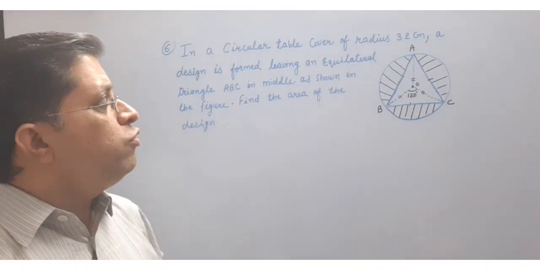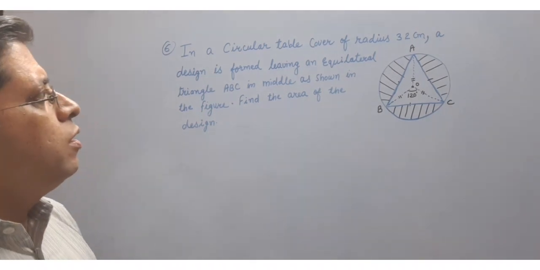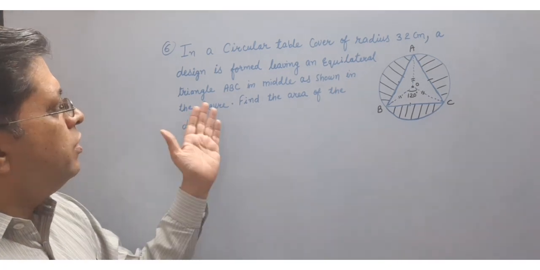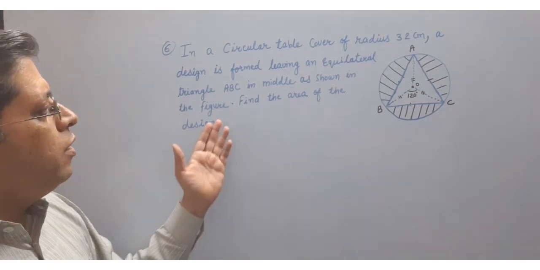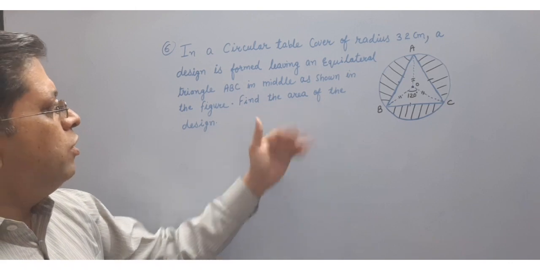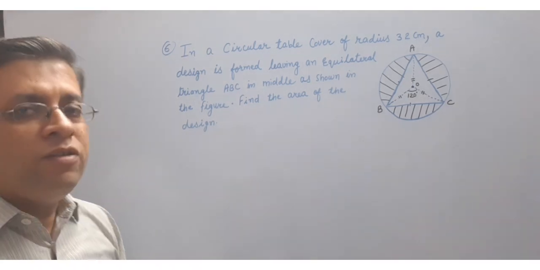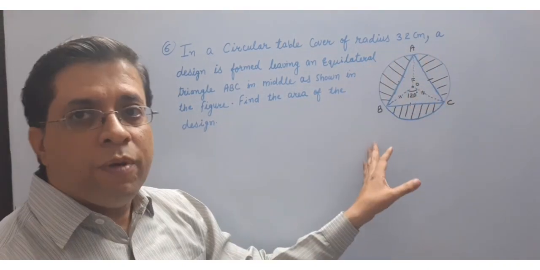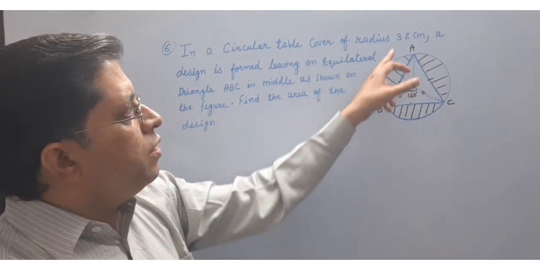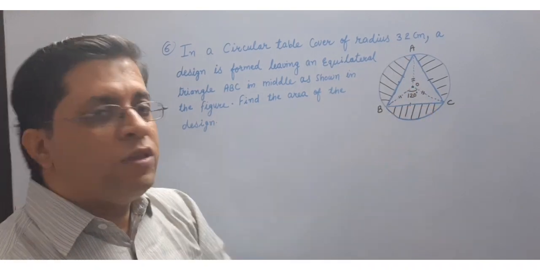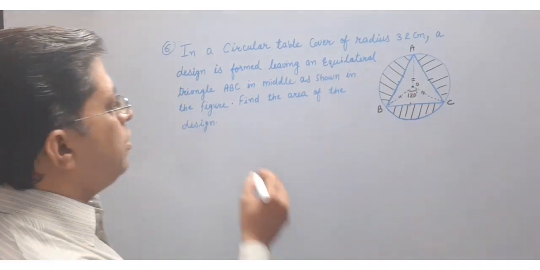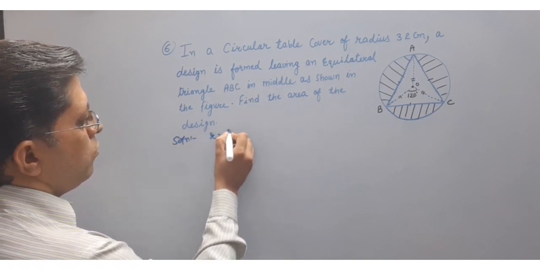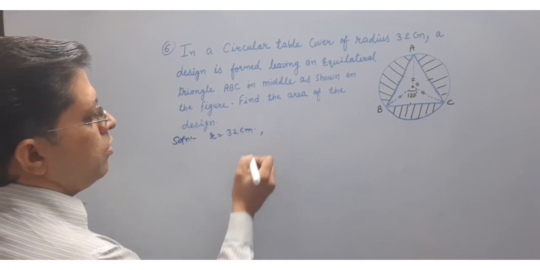Now the next question is: in a circular table cover of radius 32 centimeter, a design is formed leaving an equilateral triangle ABC in the middle, as shown in the figure. Find the area of the design. You see, this is a circular table cover, and its radius is given: OA, OB, OC is 32 centimeter.